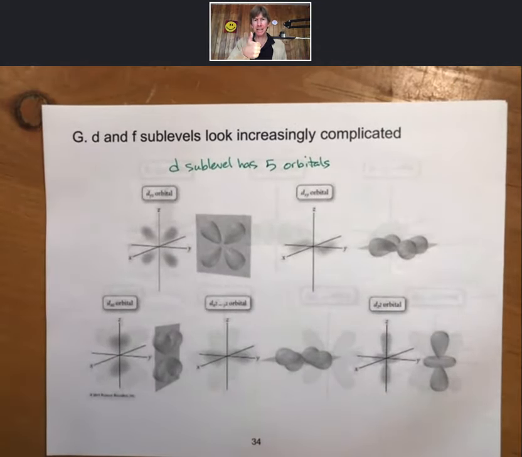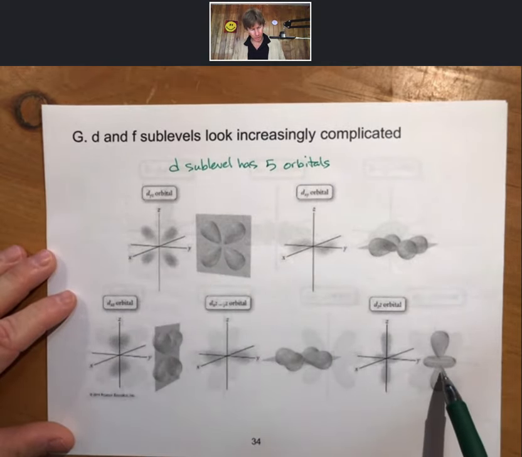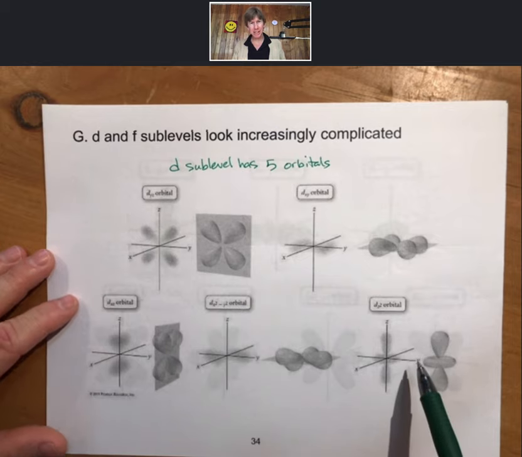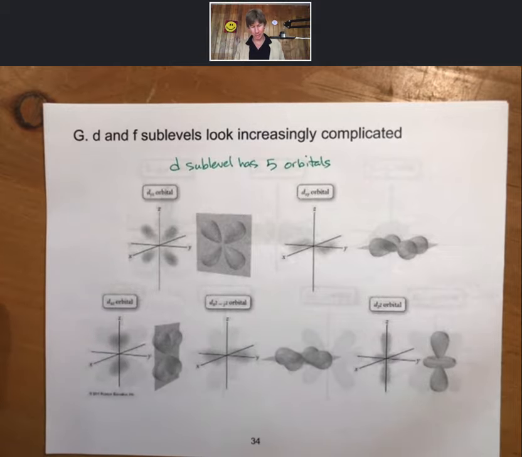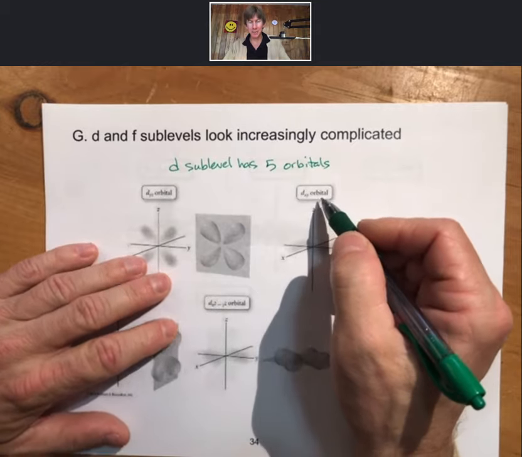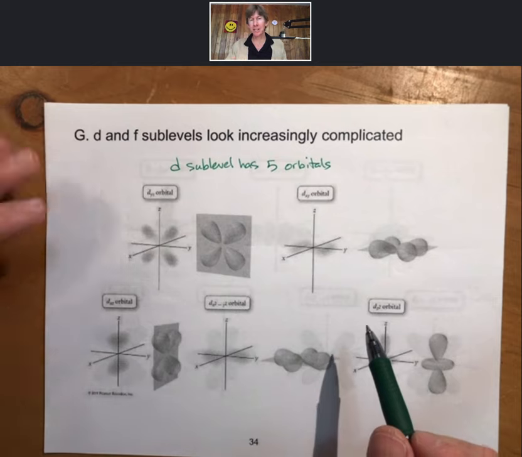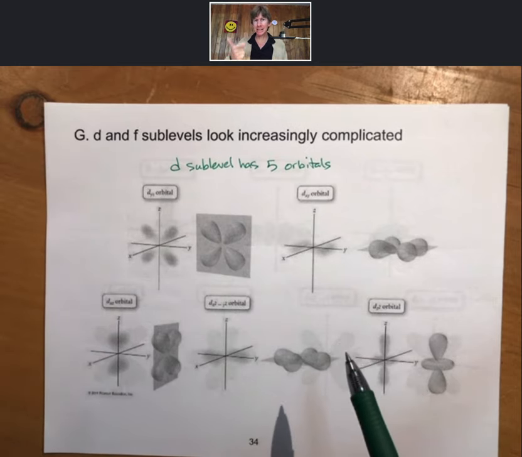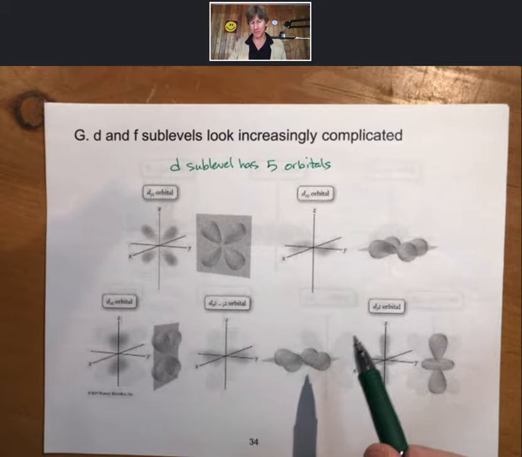And whereas an S orbital has one area, a P orbital has two parts, a D orbital has four parts, or if it has three parts, it's equivalent in complexity to something that has four parts because they're complicated three parts. You don't have to know these designations, if you can even read them anyway. You don't have to know how to draw D orbitals. You just have to be able to tell an S, a P, or a D when you see it. I won't ask you to draw them.